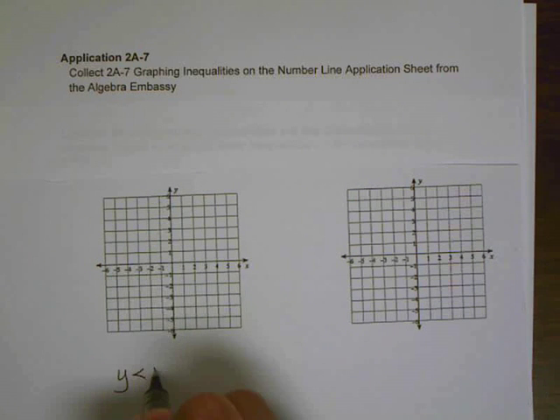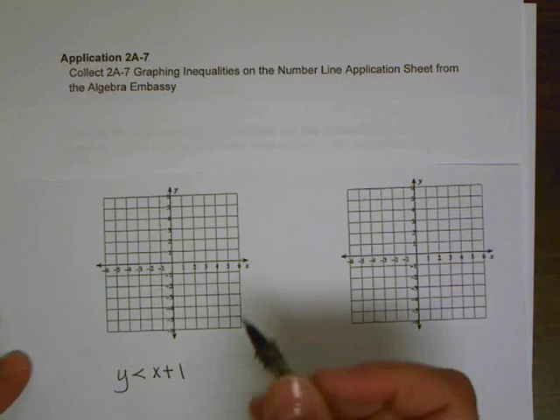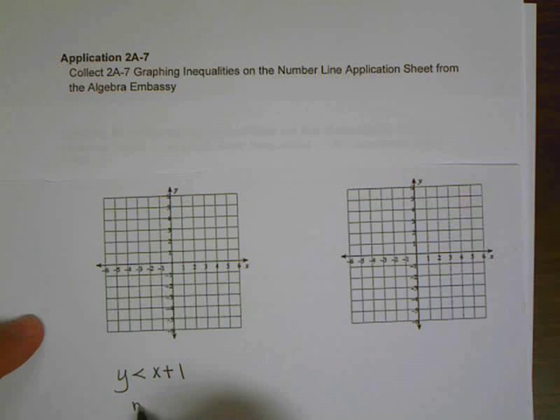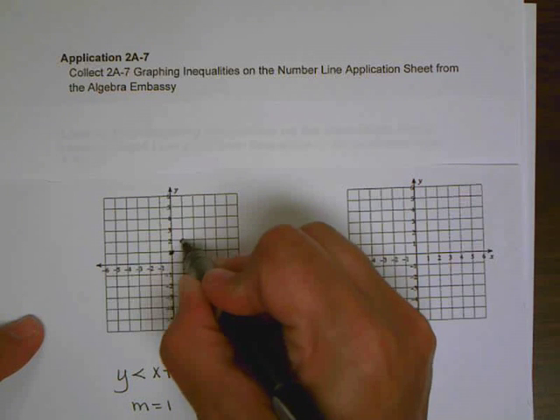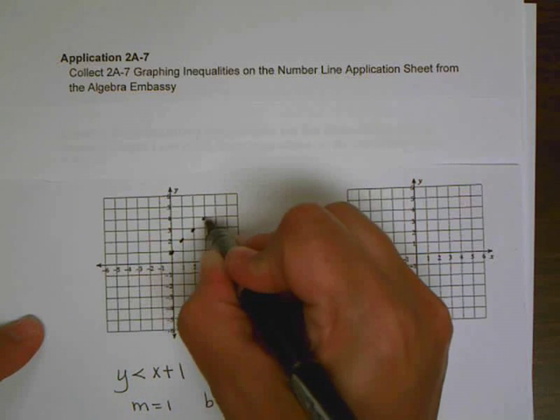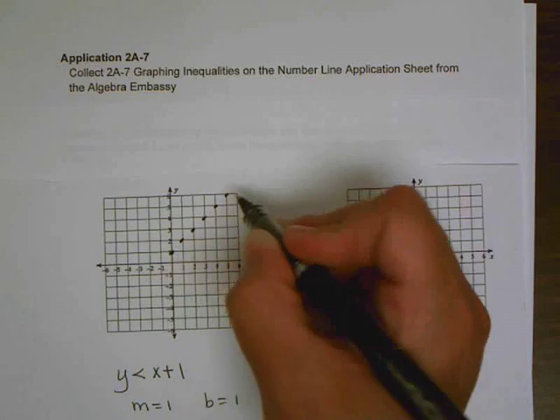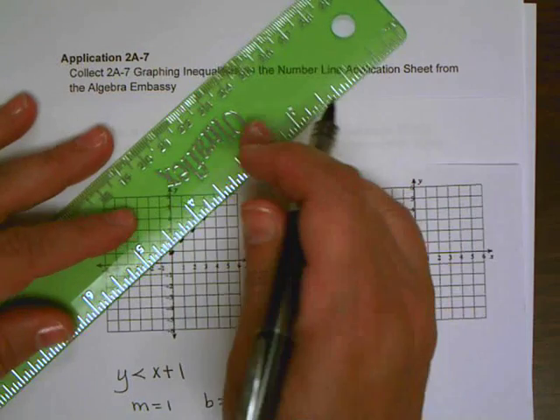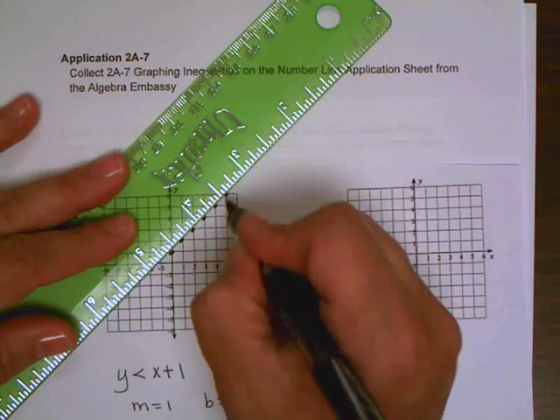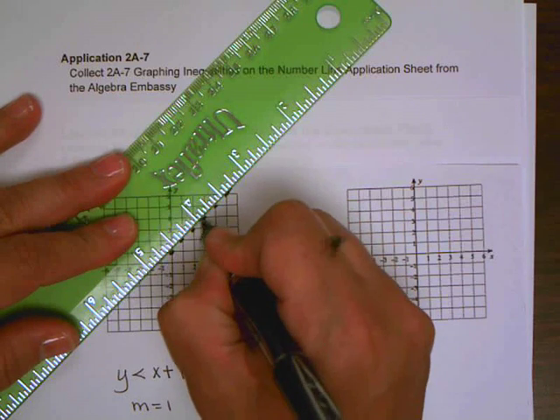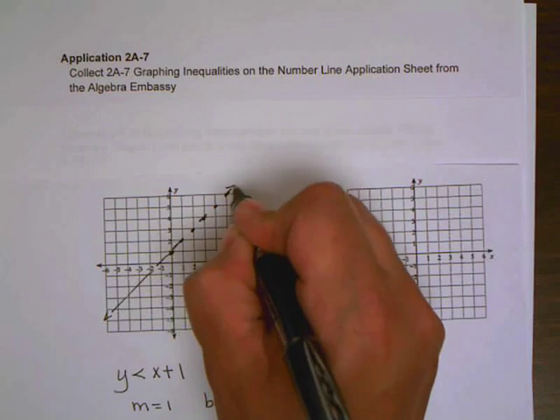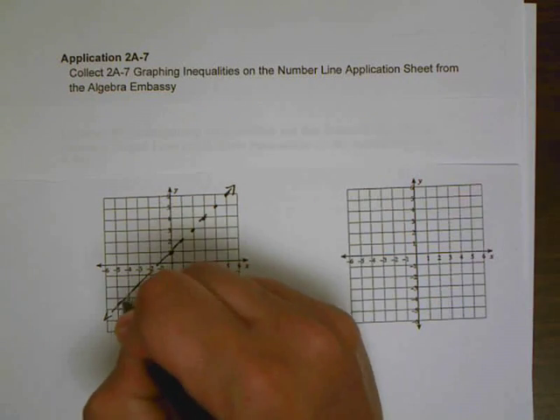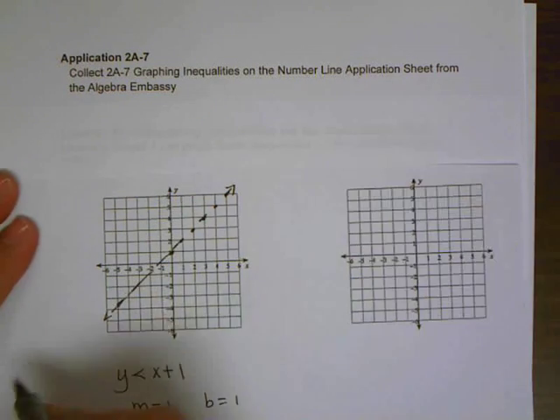If I have y is less than x plus 1, my slope is 1, my y-intercept is 1. So I'm going to graph my y-intercept, and then I'm going to use my slope. Graphing slope-intercept form we've done before. First identify your slope and your y-intercept, graph your y-intercept, then use your slope as rise over run. I made this a dotted line, and I want to tell you why I did that.